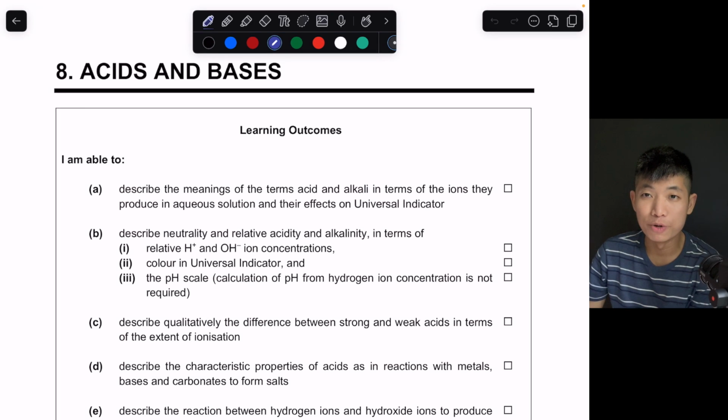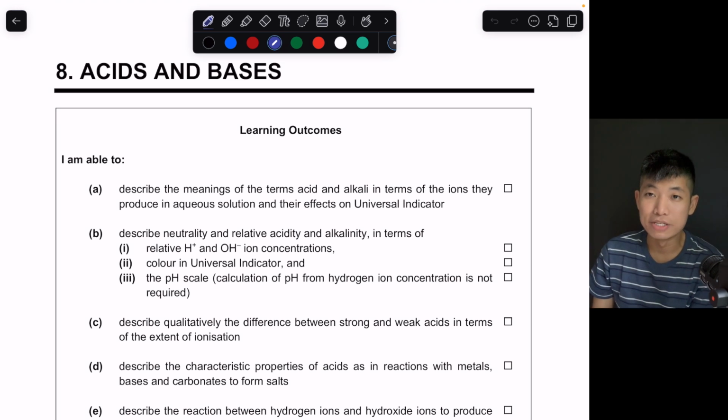Hi everyone, in this video we'll be looking at the properties of acids. At the end of this video, you should be able to state the physical and chemical properties of acids, as well as write chemical equations and ionic equations to represent their reactions. We will also be looking at the tests for gases, hydrogen and carbon dioxide, which are produced from acid reactions.